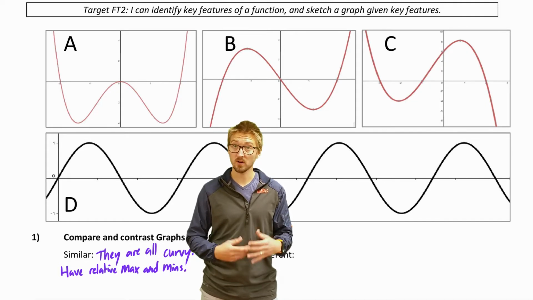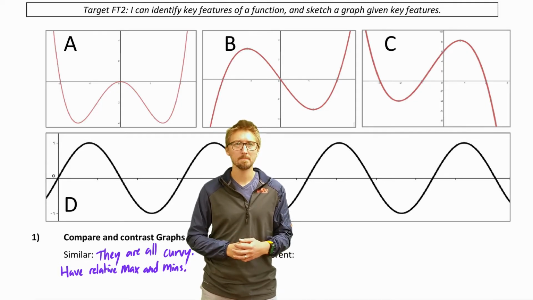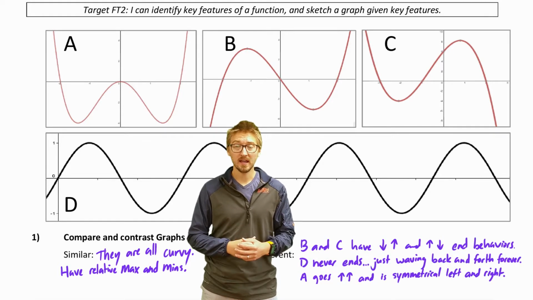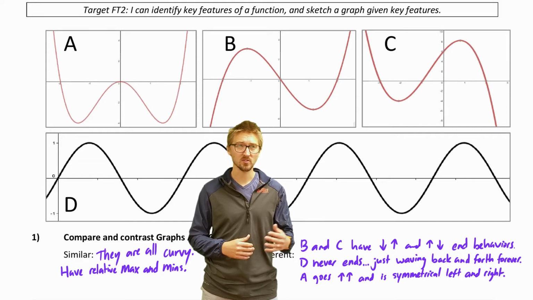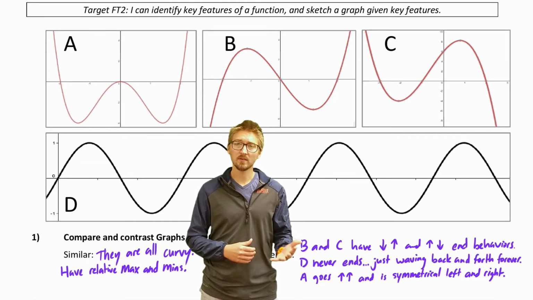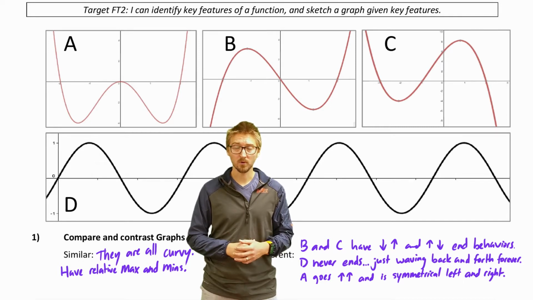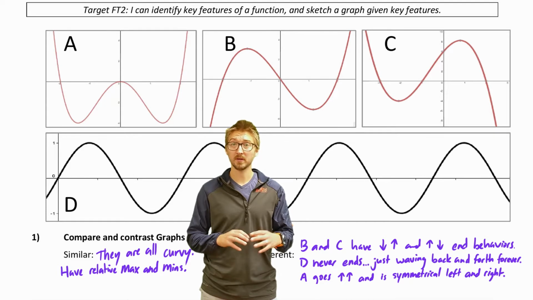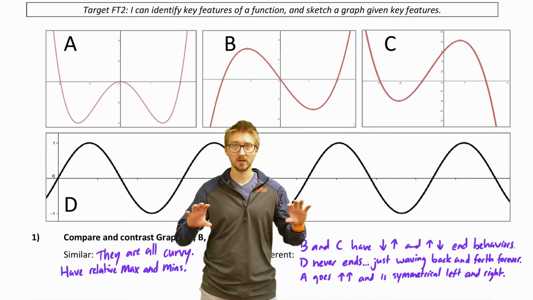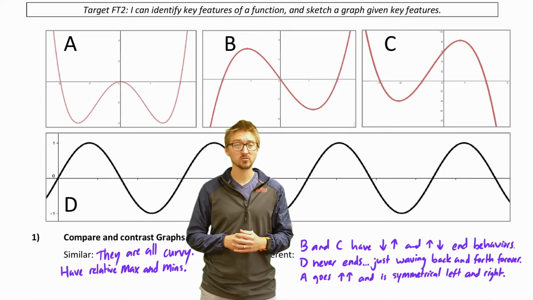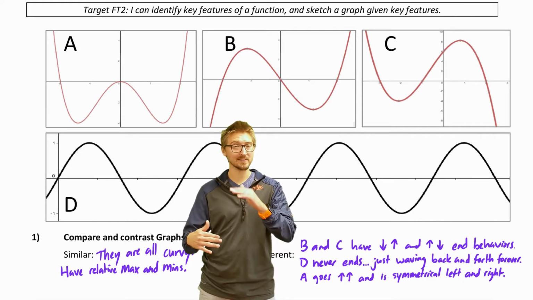All of these graphs are unique, they're not the same. And if you're looking here, B and C have end behaviors that are going in opposite directions, which is kind of interesting, versus A, the left-hand side and the right-hand side, the y values go to positive infinity. They're going in the same direction. The end behaviors for D actually are really weird because it just keeps going left and right forever. It's actually trapped between a floor and a ceiling.